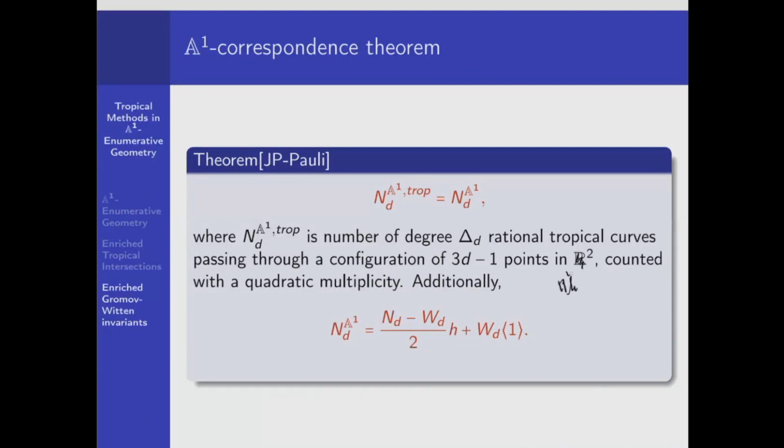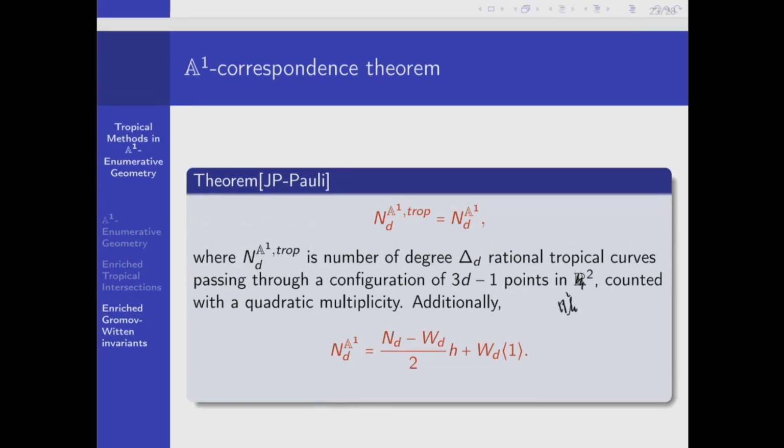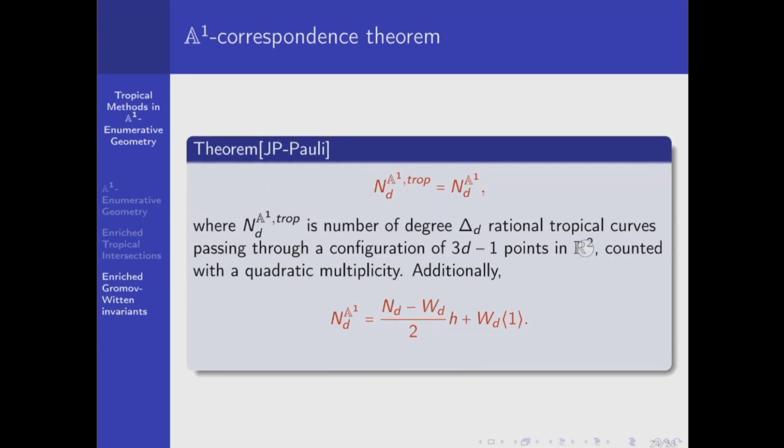Well, this is P2 of R. Oh no, sorry, this is R2. My bad. Yeah, no, these are the real, the tropical curves. We fix 3d minus 1 points in R2 through a generic configuration of those, and we count the tropical curves with this quadratic multiplicity.